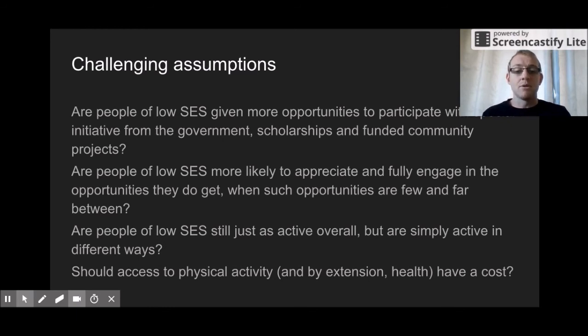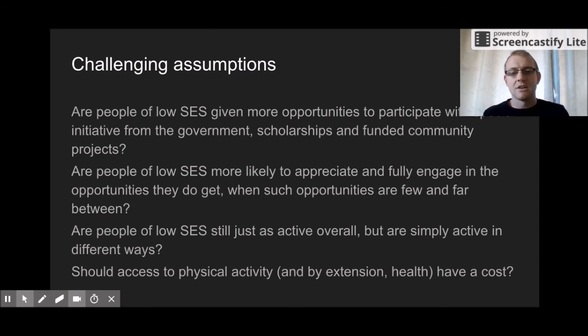Are people of low socioeconomic status actually just as active as everyone else? Are they actually just as active? And it's just that we don't see it because they don't participate in the traditional ways that we're even asking about this. Can they be just as active as everyone else? Rather than playing for a sport club, which costs money, maybe they play just with their friends and they're still just as active, just as much, doing the same things, just not quite in the same way.